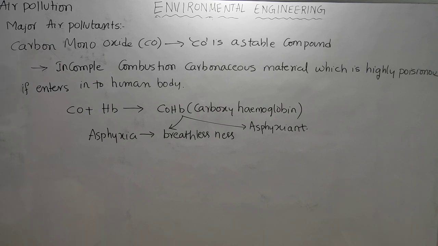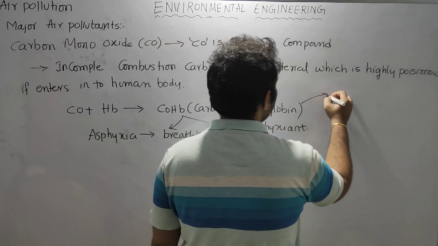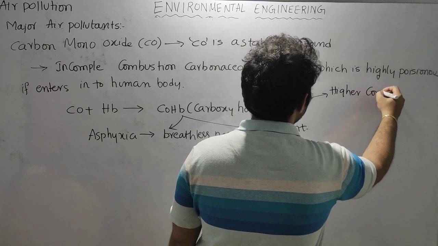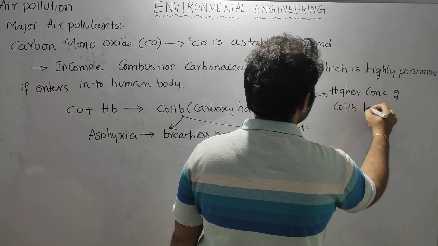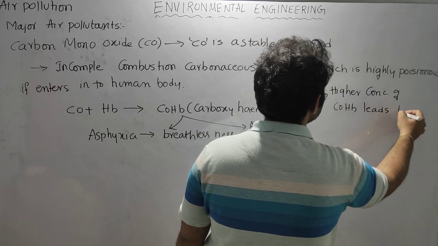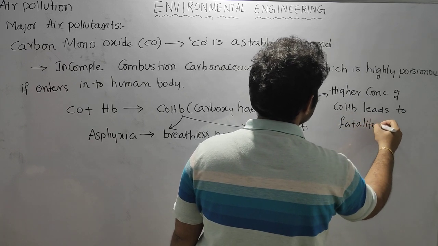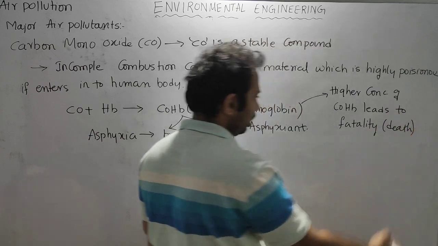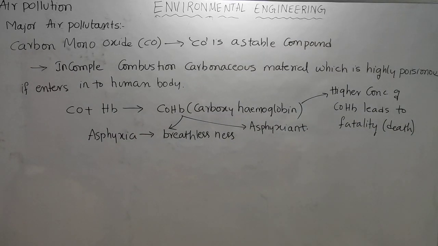Higher concentration of COHB leads to fatality, that is death. If it goes above 1000 ppm, it can even cause death.